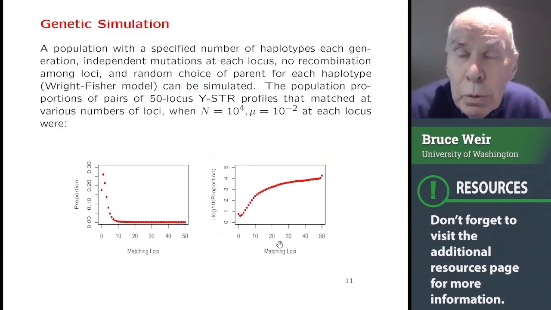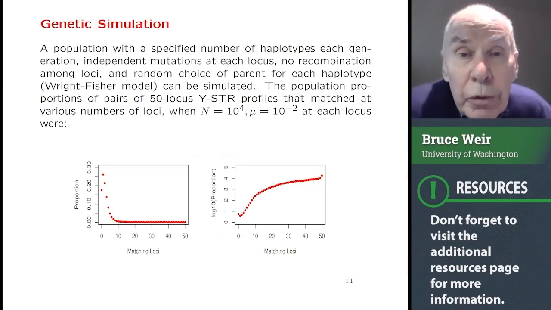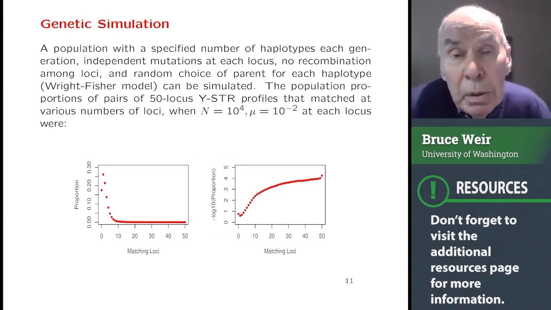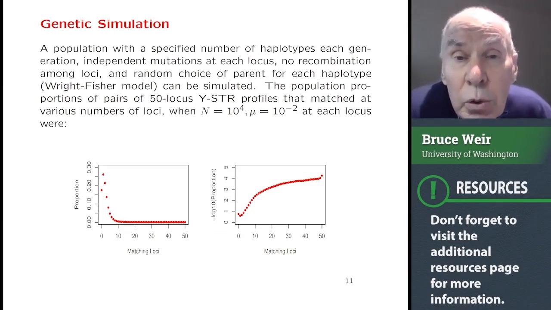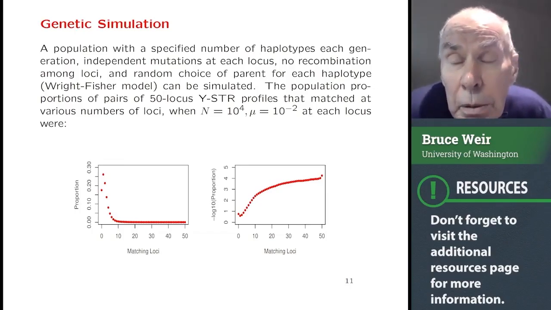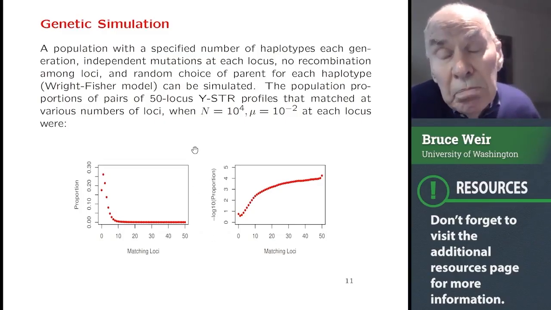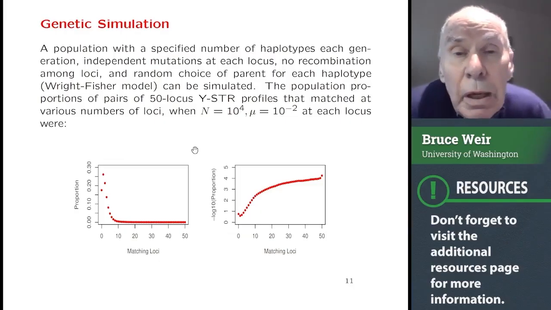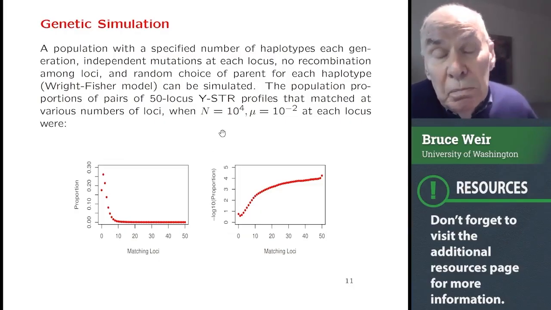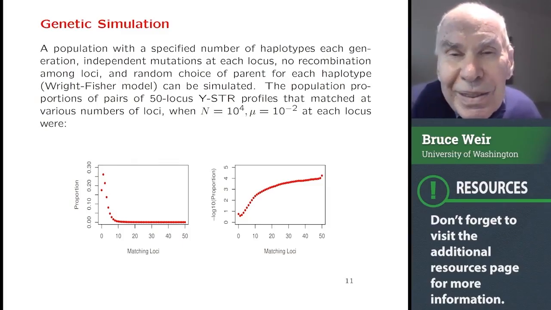So once we've got a model in mind, drift and mutation, it's called the Wright-Fisher model. And it's the model that Andersen and colleagues used in the discrete Laplace method. Once we've got that formulated, it's very easy to simulate data. So here's some results from a very simple simulation. We had a population of size 10,000 haplotypes, 20,000 people, I guess.